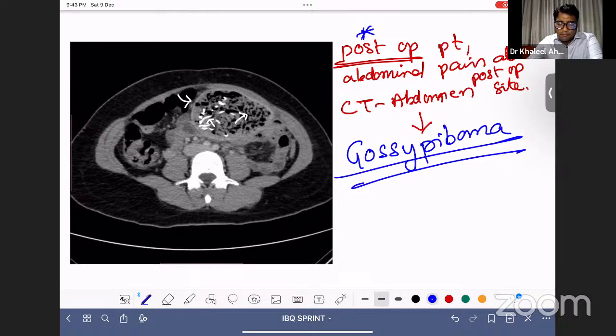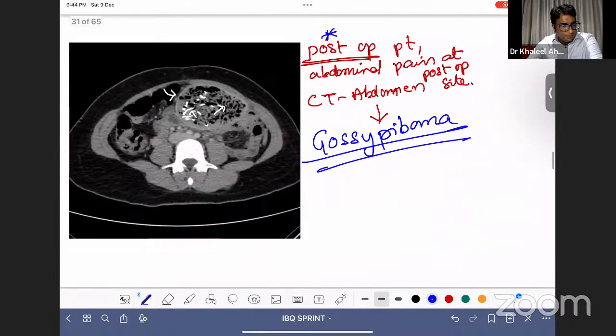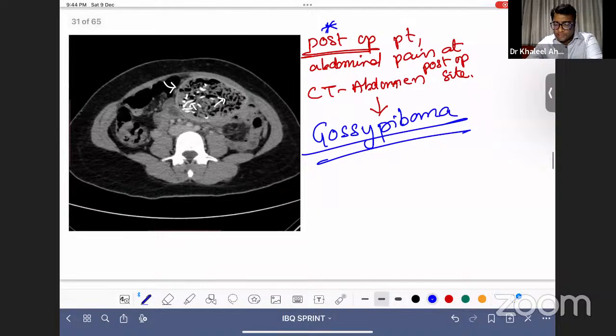Please remember this important thing also. A foreign particle: you forgot the gauze piece at the operative site and the patient is having chronic pain in the abdomen at the post-op site, and you get a CT scan done, you see this heterogeneous mass. So this is gossypiboma. I hope you'll not miss this in the exam. Trichobezoar is important, gossypiboma is important, then the other ones are fine. I think this much should be fine for the small session, and especially my focus was on GI radiology. Thank you for taking active part, and I hope these IBQ sprint series are helping you.